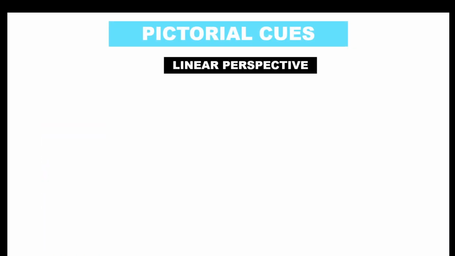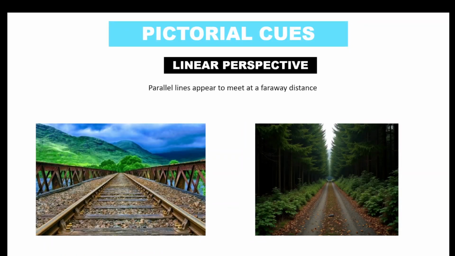The third cue is linear perspective. Well, what is it? Parallel lines appear to meet at a far away distance. It appears like the whole image or the whole pathway is converging at one point. Well, that is not actually true. The path is parallel, the rail lines are parallel, but they appear as if they are meeting at one point.